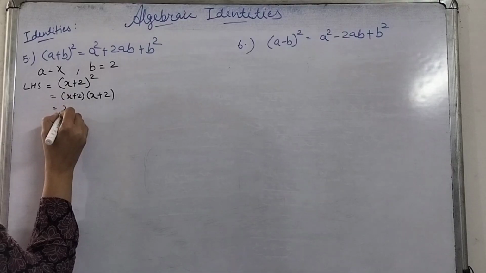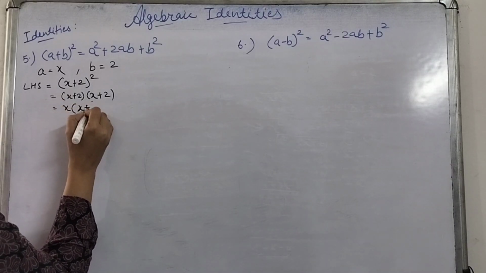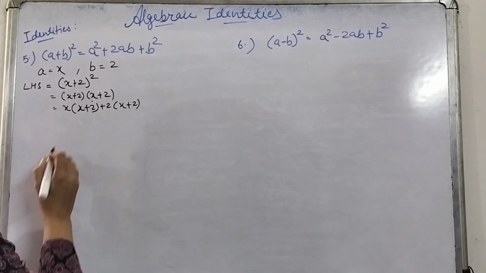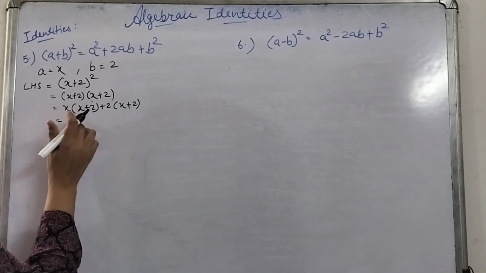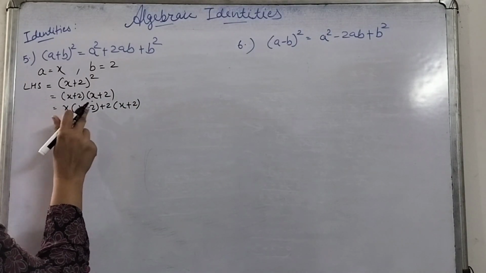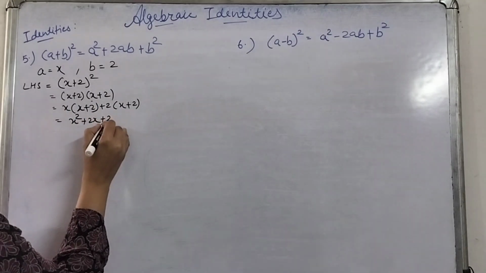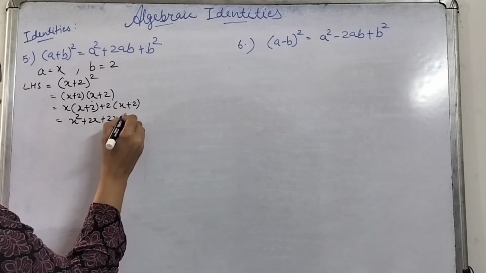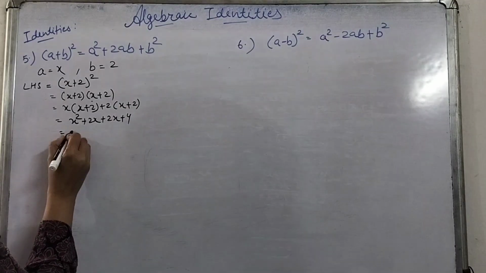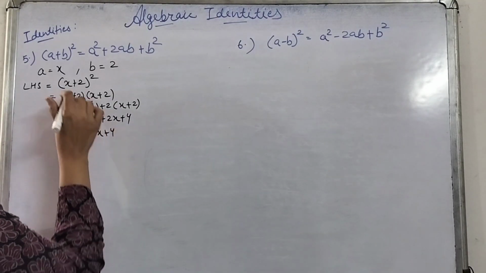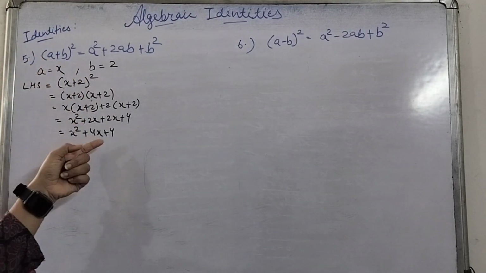That simply means x will be multiplied by (x plus 2), then plus 2 will be multiplied by (x plus 2). If we multiply it, x multiplied by x will be x square, x multiplied by 2 will be 2x, 2 multiplied by x will be 2x, and 2 multiplied by 2 will be 4. So it will be x square plus 4x plus 4. This is the value of your LHS part.